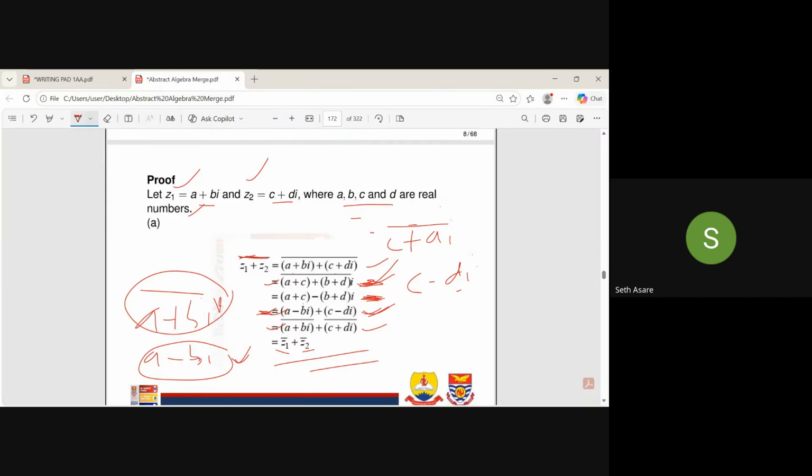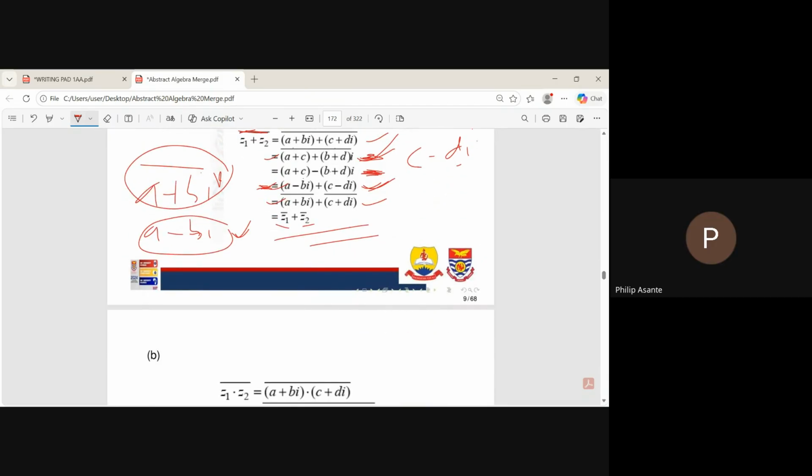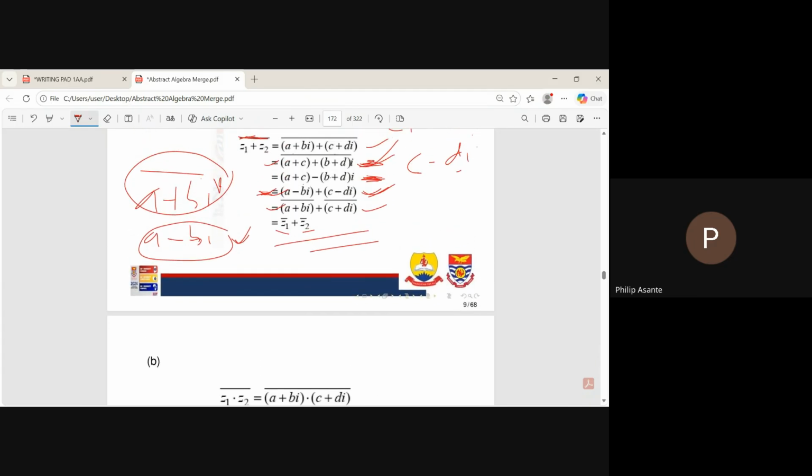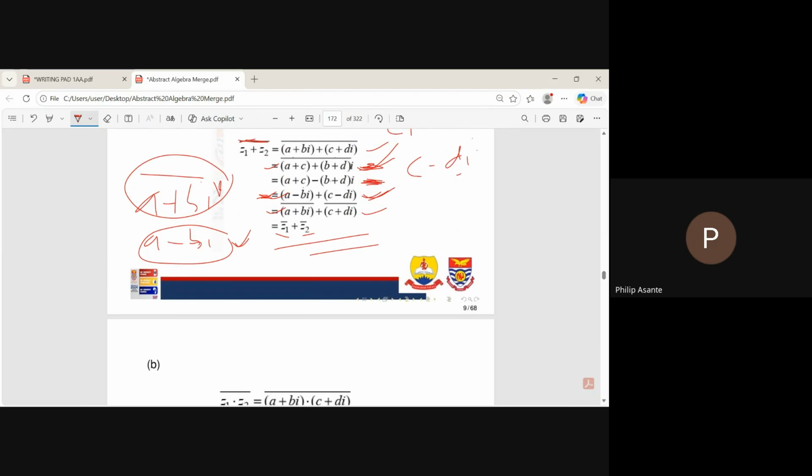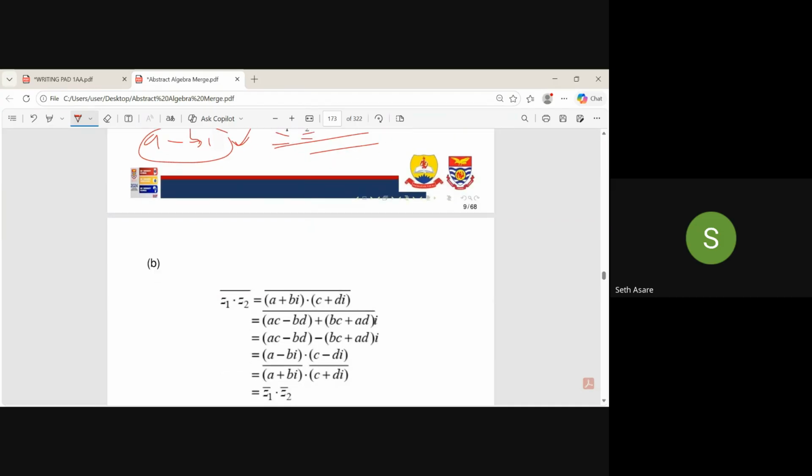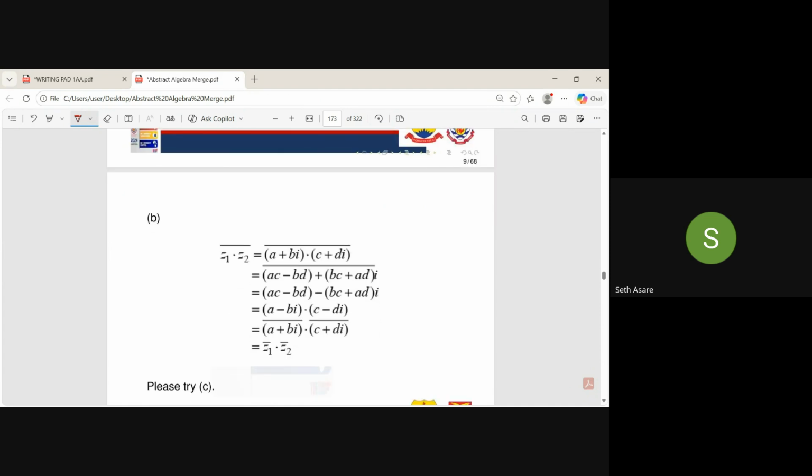Is it clear now? Yes, please. The last two terms over there, is it the conjugate of Z1 plus? Yeah, the conjugate of Z1 and the conjugate of Z2. Okay. All right. So the same thing applies when they are multiplying.